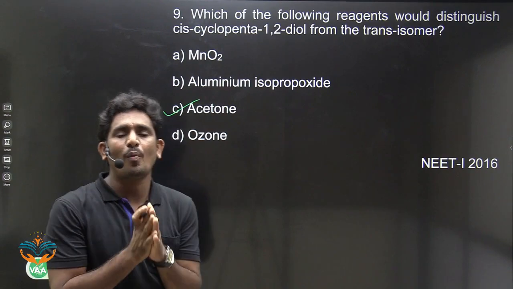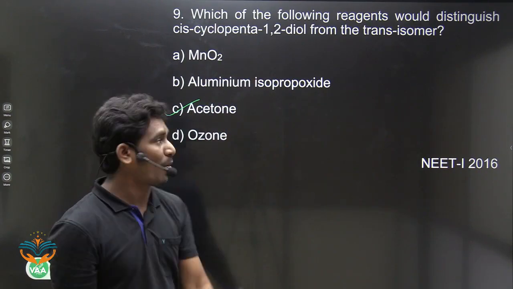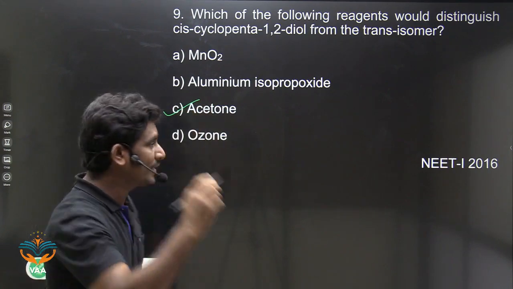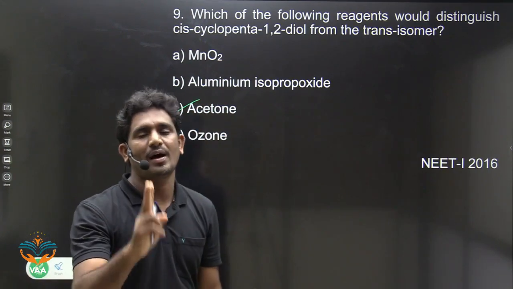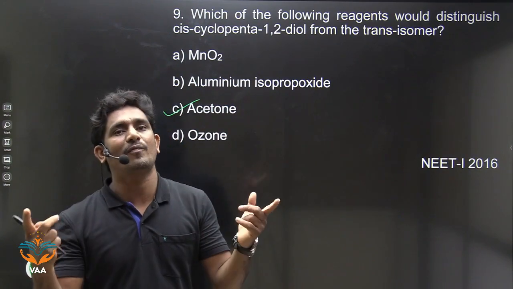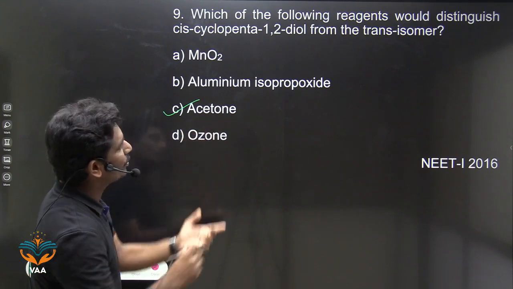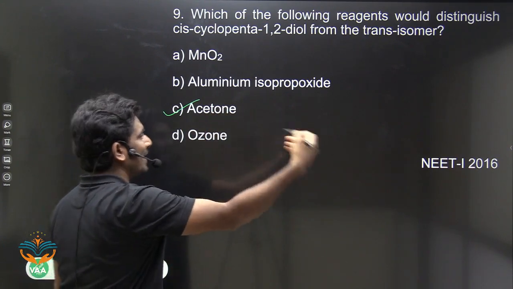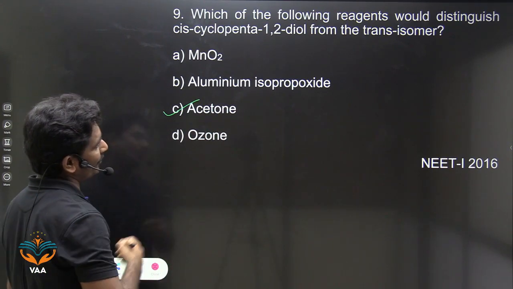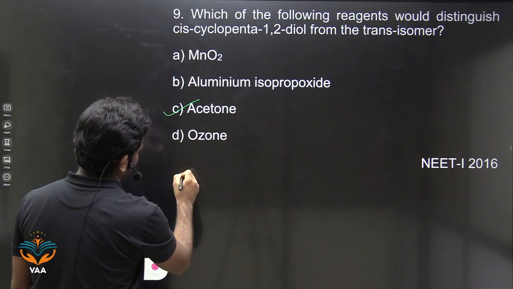Acetone. How can we distinguish these 2 compounds with the help of acetone? Look at here, if you take 2 moles of alcohols treated with carbonyl compounds, what will they form? Ketals, no? Ketals or acetals. It is acetone, so it is a ketone, no? So we will get ketals, right?